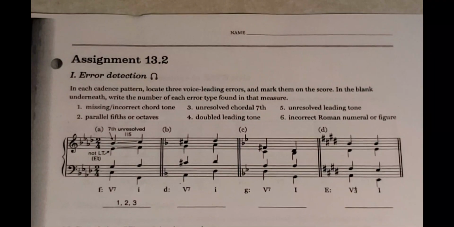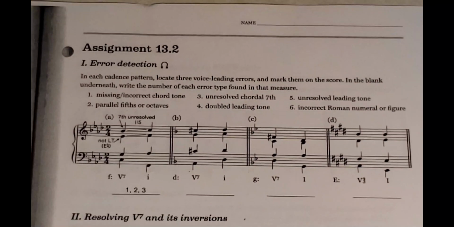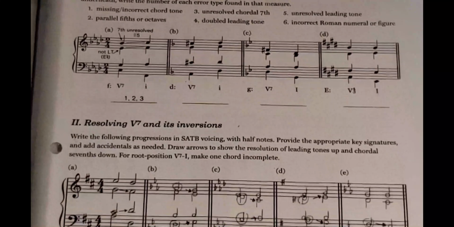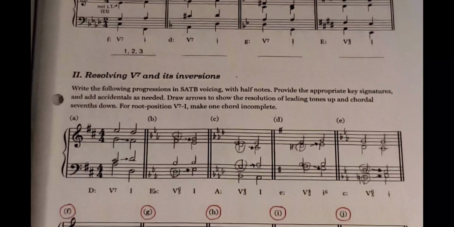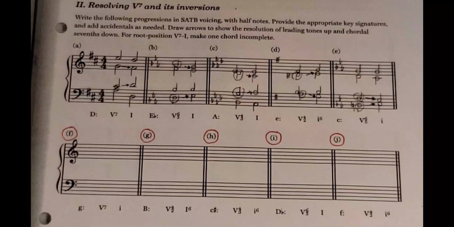Cool, let's take a look at the homework. So homework due Wednesday at 9 a.m., at your leisure between now and 9 a.m., is 13.2, part 2, F through J, which is the bottom of this page, bottom of page 155 if you have a real workbook, or of course you can go to Norton. What do we see here? Resolving 5/7 and its inversions.